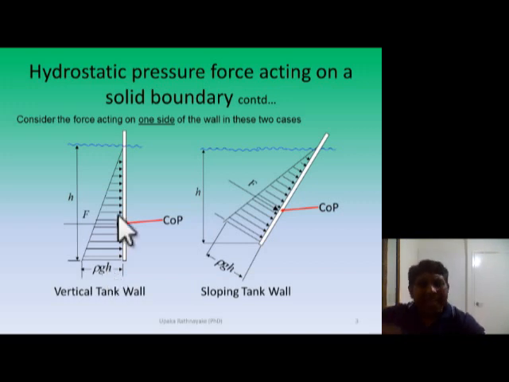Now we can complicate this thing a little bit by inclining the wall to the right hand figure. Still, the pressure distribution is a triangular distribution, and at the bottom the pressure can be considered to be rho gh if the vertical depth from the free surface to the bottom of the tank is h.